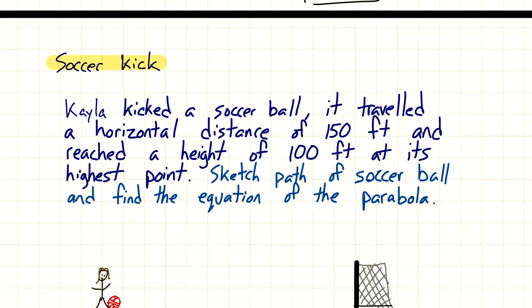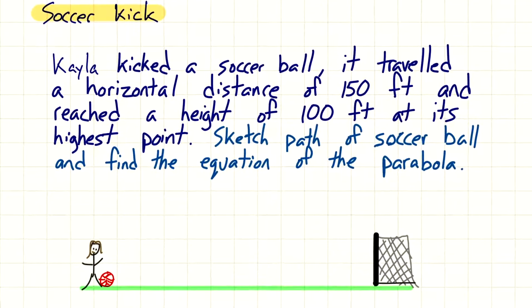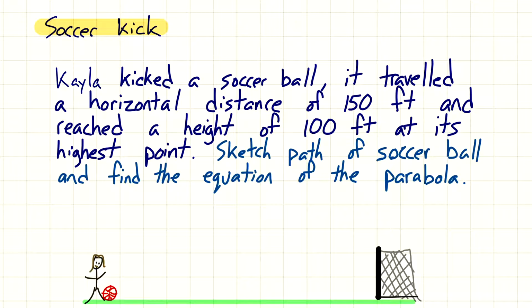For those of you that know something about soccer, or really any kind of sport, any kind of ball that goes flying through the air, this pretty much is the same idea. So we have Kayla, who plays soccer, and she kicked a soccer ball and it traveled a horizontal distance of 150 feet. And it reached a height of 100 feet in the air at its highest point. So first we want to sketch the path of the soccer ball, and let's find the equation of the parabola. So that's what we're trying to do.